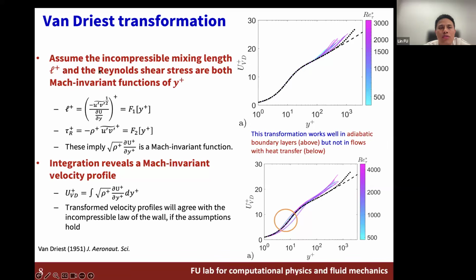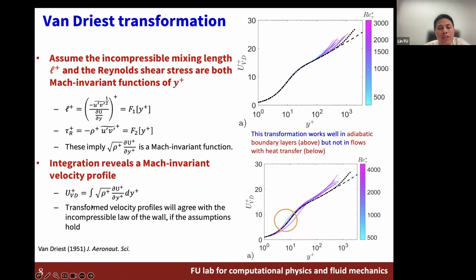The one-dimensional transformation essentially assumes the incompressible mixing length l plus and the Reynolds shear stress are both Mach number invariant functions of y plus. The length scale is y plus. Based on these two conditions, they directly derive this density-weighted non-dimensional mean shear as a Mach number invariant function. Because this is non-dimensional mean shear, it is non-dimensional, but it has the mathematical and physical meaning of the velocity derivative.